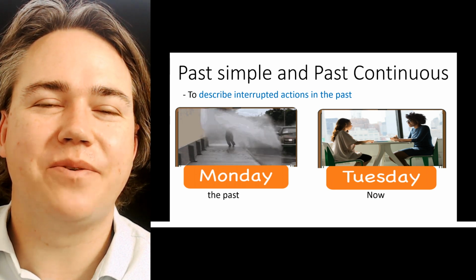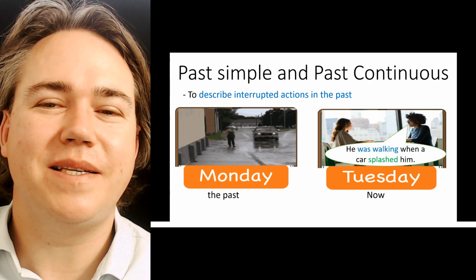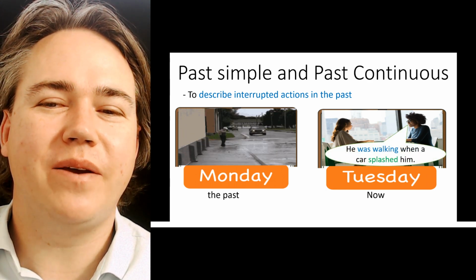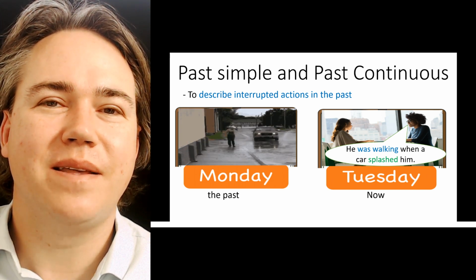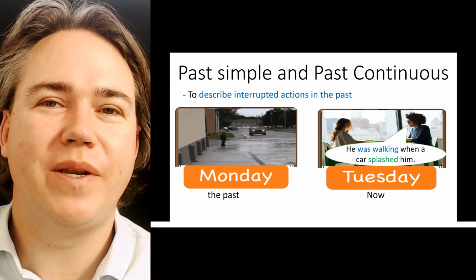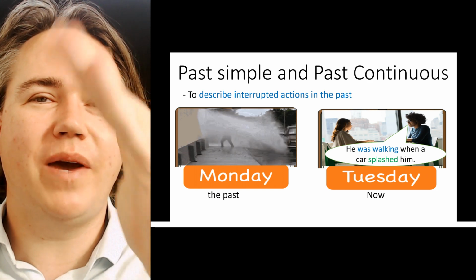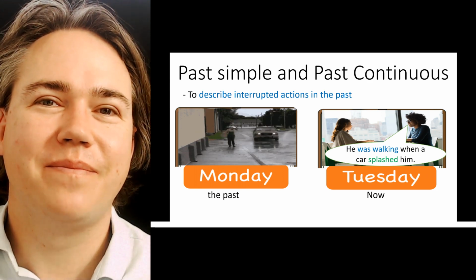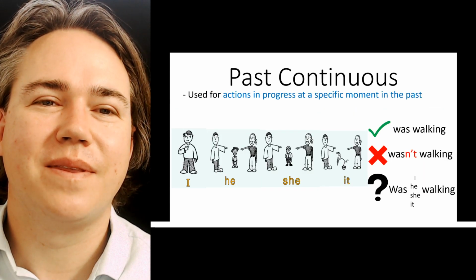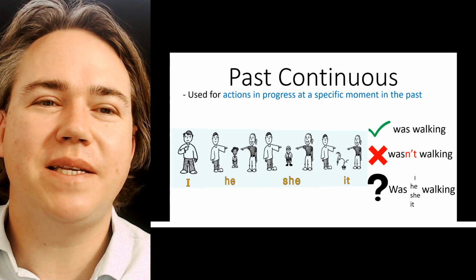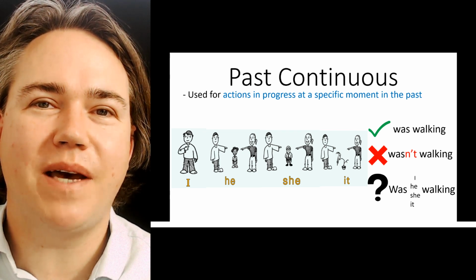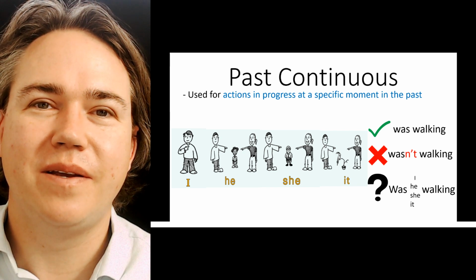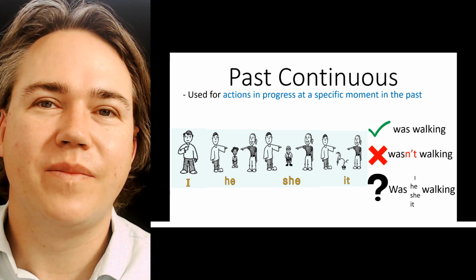So the other lady's talking about yesterday, and she says, he was walking when a car splashed him. Yeah, the car hit the puddle and water went all over him. He was walking when a car splashed him. So, the past continuous for actions in progress at a specific point of time in the past, at 3 o'clock, or at 7 o'clock, or when the car splashed you, or when you fell over.